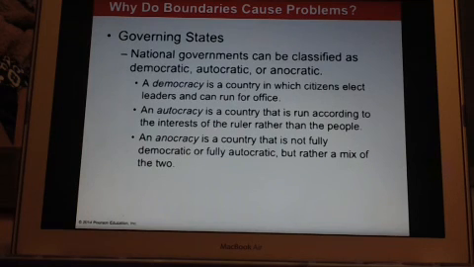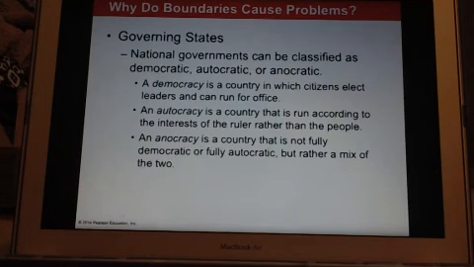So we're gonna start with why boundaries cause problems. So governing states. National governments can be classified as democratic, autocratic, or anocratic. That's a new one, right? Democracy is a country in which citizens elect leaders and can run for office. An autocracy is a country that can run according to the interests of the ruler rather than the people. And an anocracy is a country that is not fully democratic or fully autocratic, but rather a mix of the two.